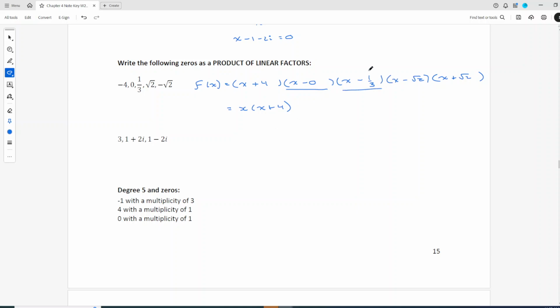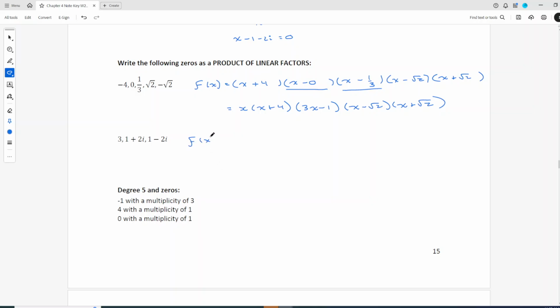Then I'm going to fix this one. If you wrote it this way, maybe you didn't, maybe you jumped straight to 3x minus 1, but that's what we're going to be looking for in this section. And then we have x minus root 2, and we have x plus root 2. That's it. Okay, so why don't you pause the video and give this one a go.